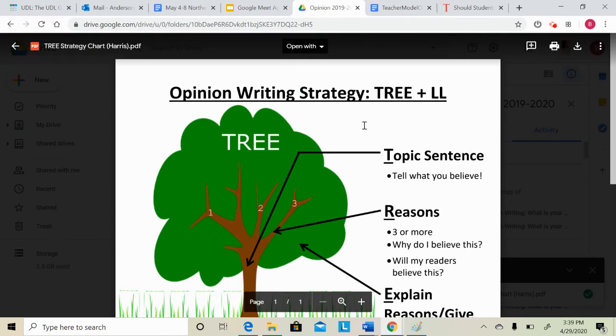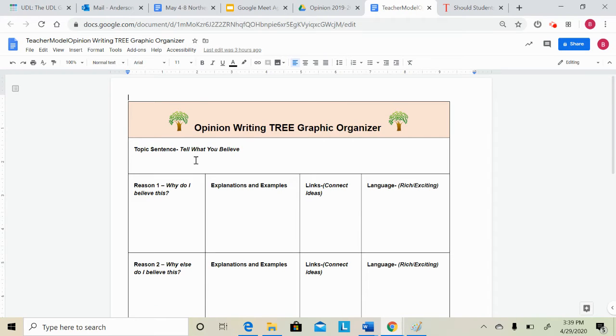So if we think about this and think about our parts of tree, we could go ahead and say, what is our topic sentence? Una's topic sentence is yes, so she literally just wrote yes. We can elaborate this a little bit more to say that Una's topic sentence is yes, students should wear school uniforms. So this sentence tells the reader what Una believes.